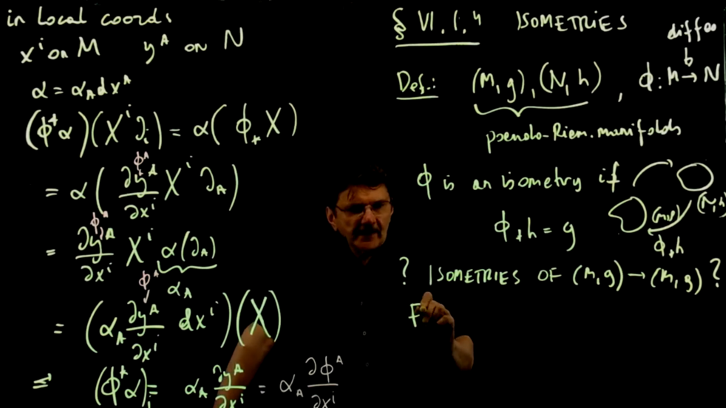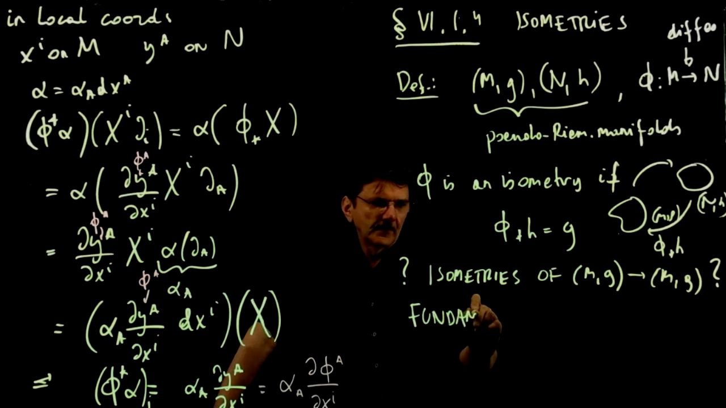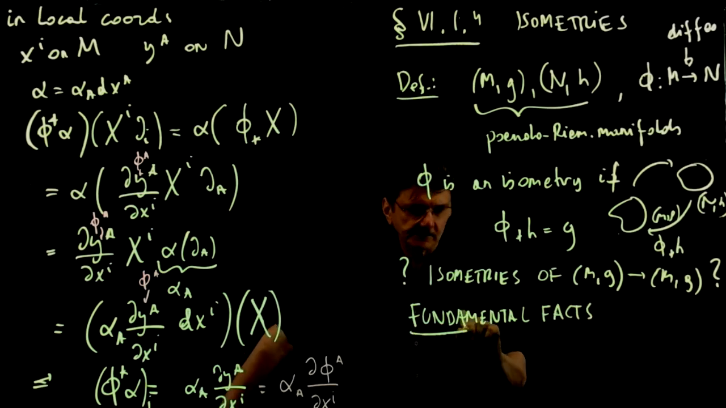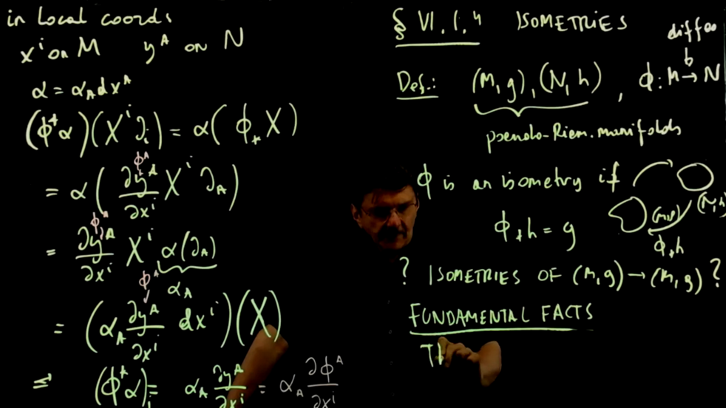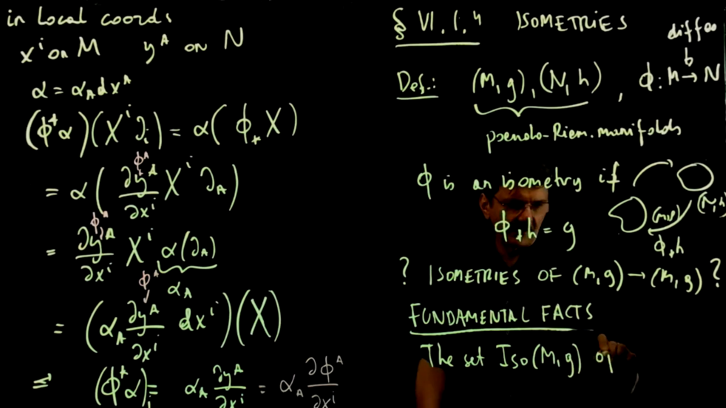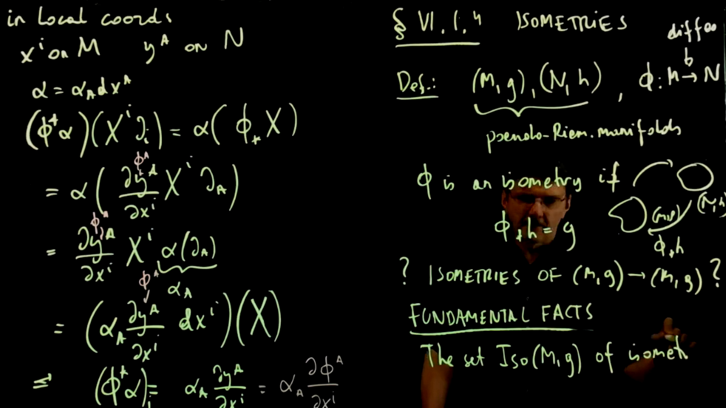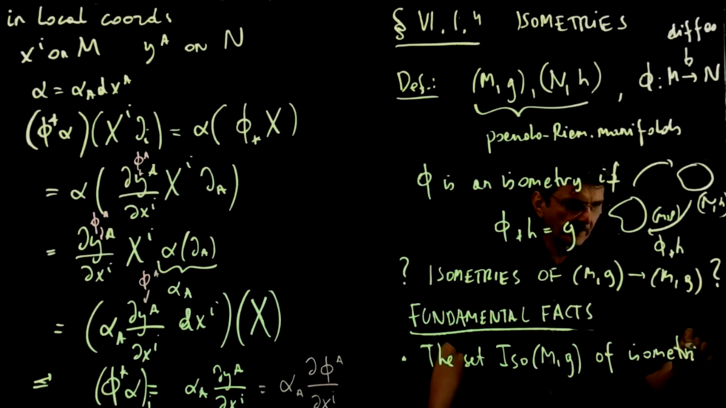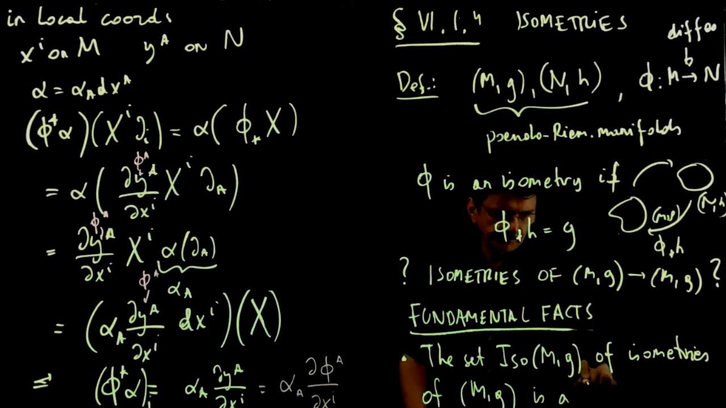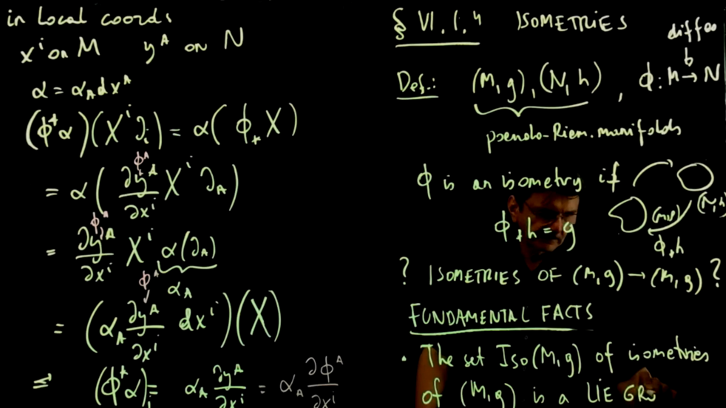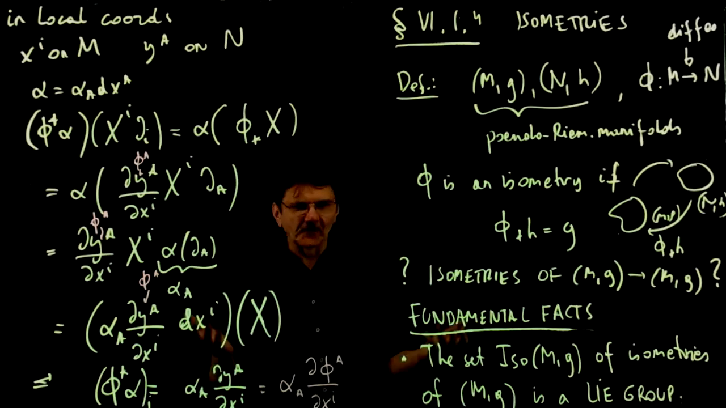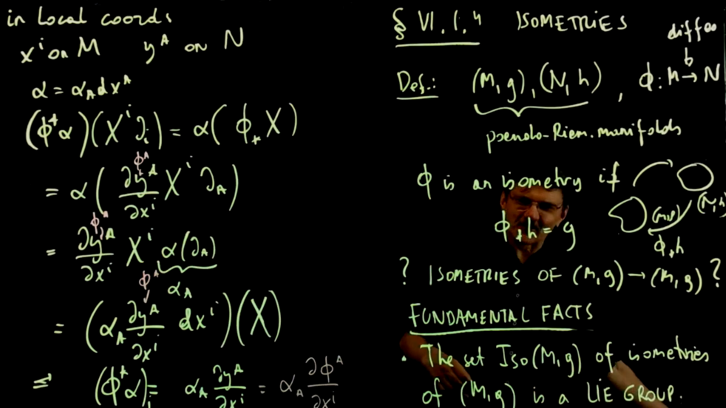so there are a few fundamental facts which I have to just tell you. The set Iso(M, G) of isometries of (M, G) is a Lie group. So you're going to say, well, that's a good joke. We don't know what a Lie group is, so what are you trying to sell us here?